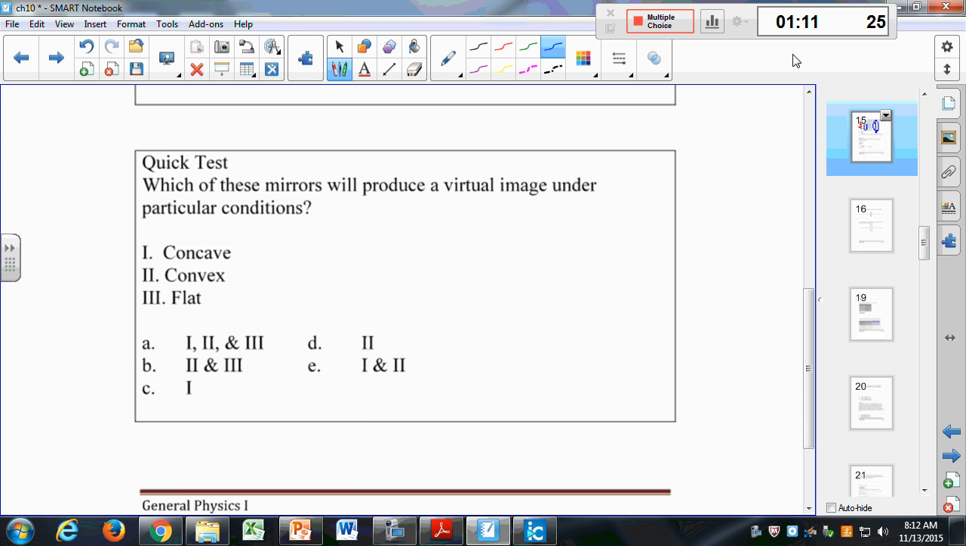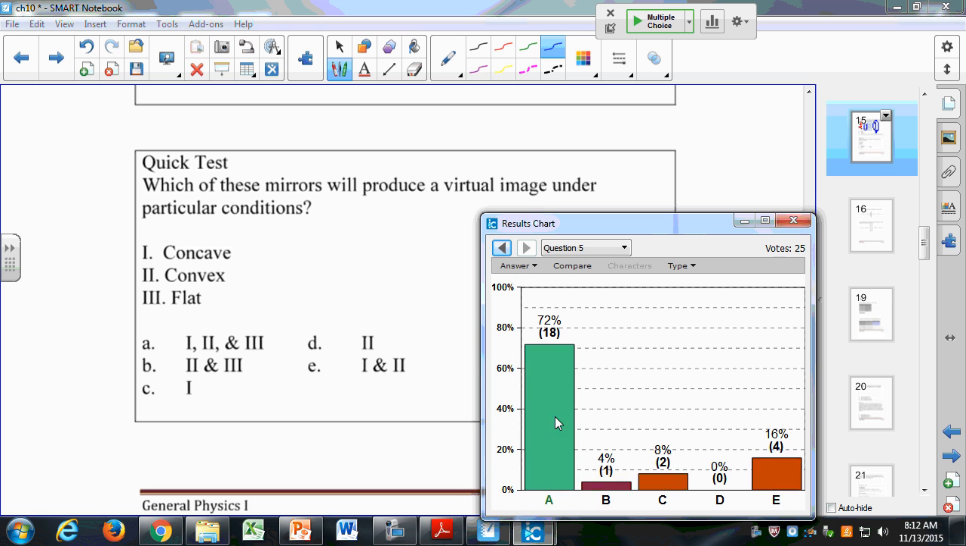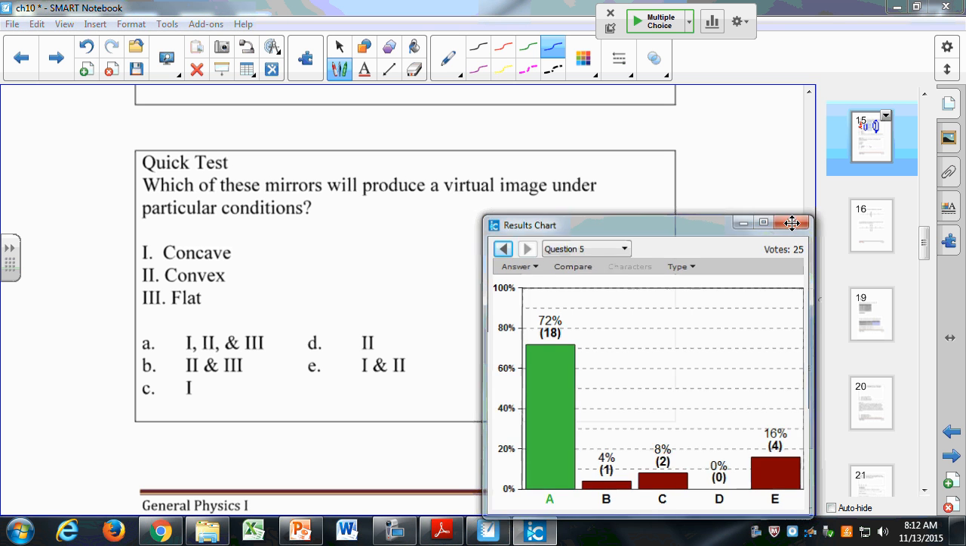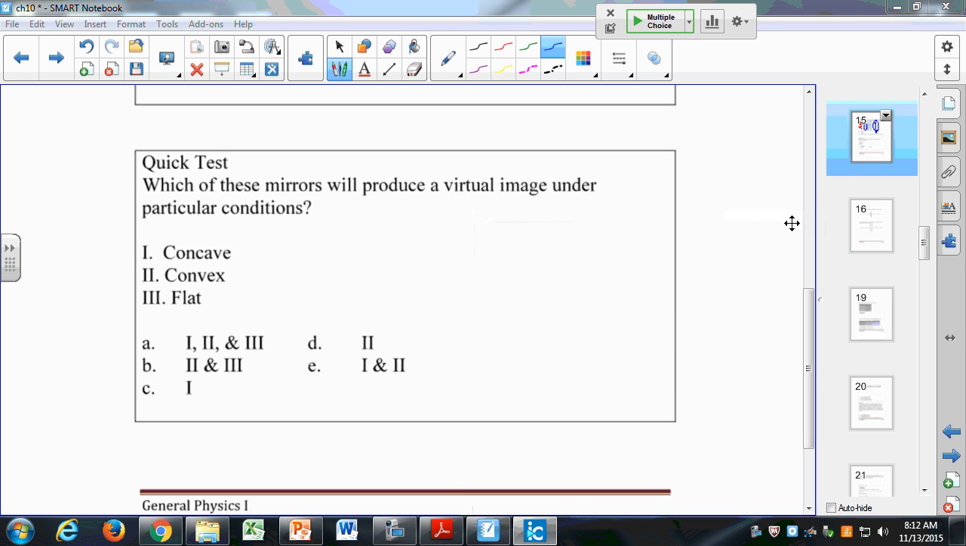All right, I'll go to 115. All right, good. A is the right answer. They can all produce virtual images. A convex and a flat always produce virtual images, and a concave can produce virtual images when the object is inside the focal point. So A is the right answer.